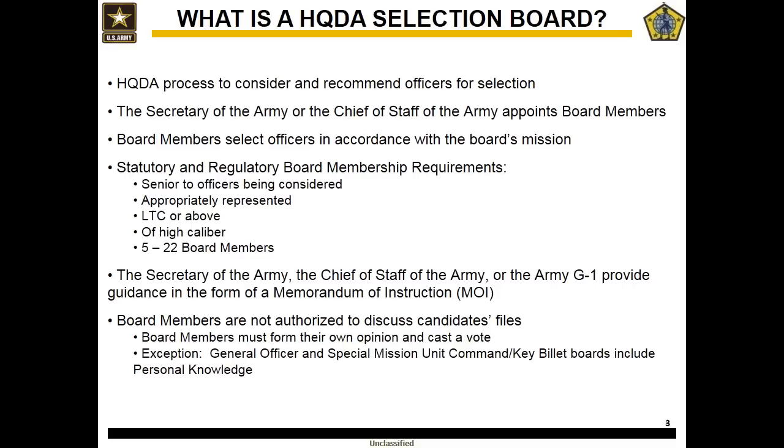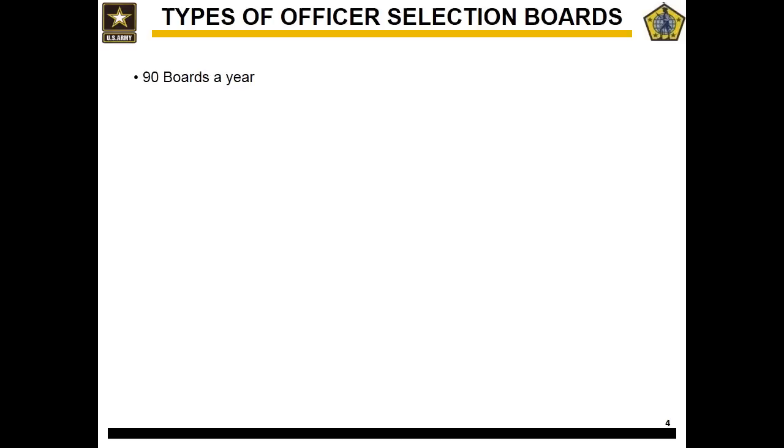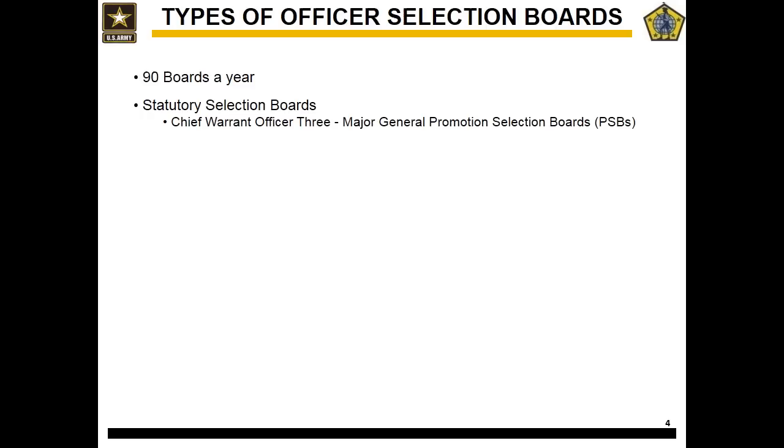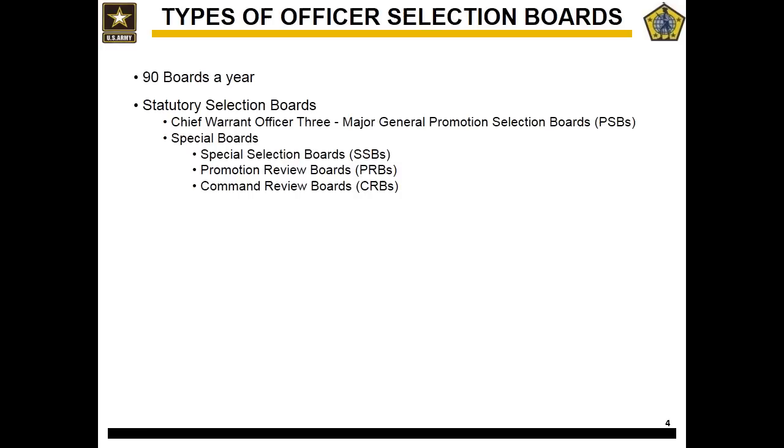We'll now take a quick look at the Officer Selection Board types. The DA Secretariat executes over 90 centralized selection boards a year for officers and non-commissioned officers in active and reserve components. Many active component officer boards are governed by law and include all promotion boards for Chief Warrant Officer 3 through Major General, and all special boards, including special selection boards, promotion review boards, and command review boards.